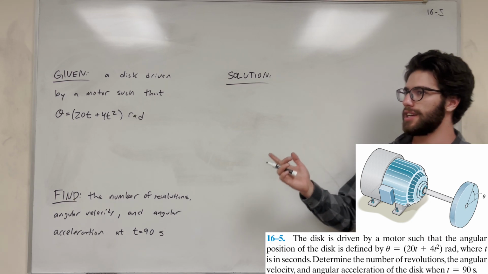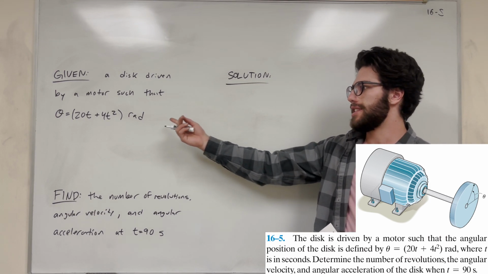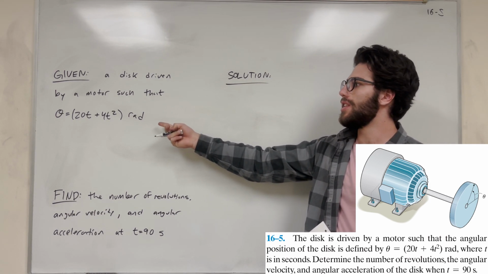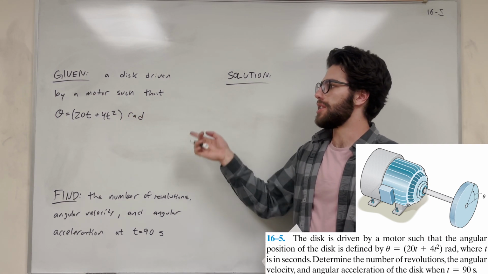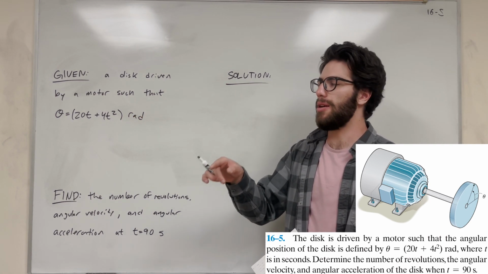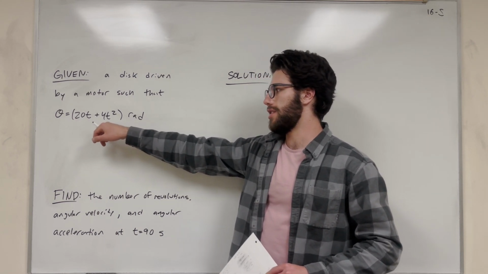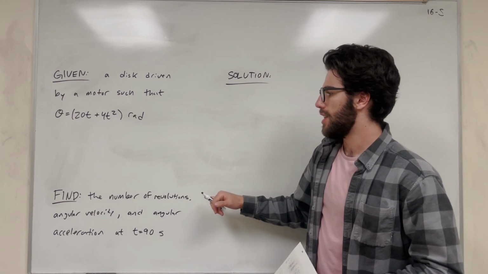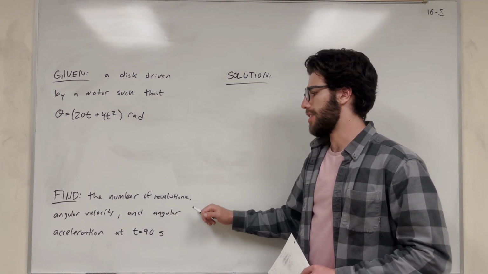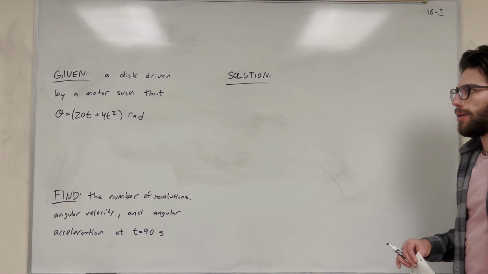So we got a disk. I didn't draw the image, but we have a disk. It's driven by a motor, and we can tell that its angle is going to be 20t plus 4t squared radians. So it's going to spin, and how many radians it's spun is given by this equation relative to time. Our goal is to find the number of revolutions, the angular velocity, and the angular acceleration at t equal to 90 seconds. So let's go ahead and solve this problem.